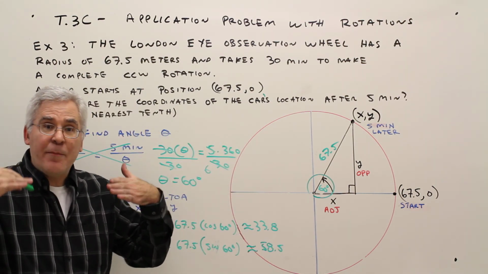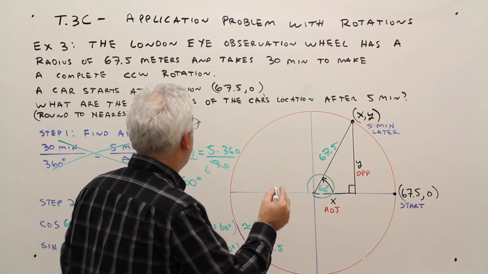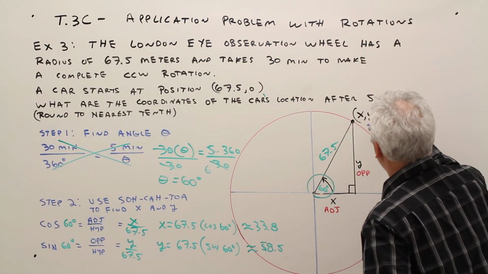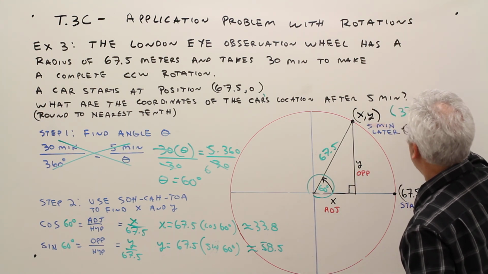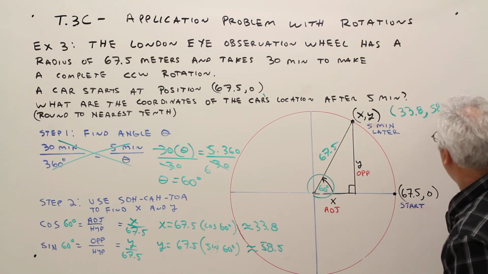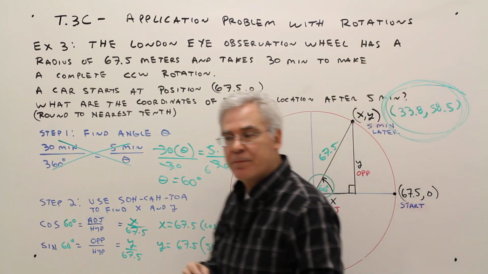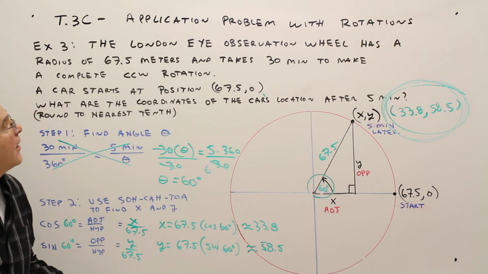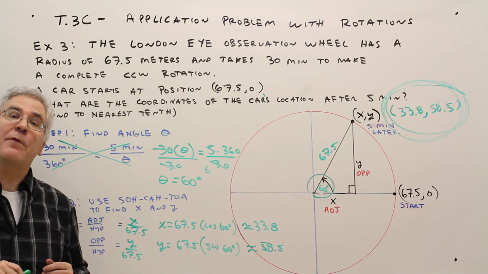Okay, then I'm going to answer the question. What are the coordinates? I'll just write the answer over here. The coordinates are (33.8, 58.5). And that would be my answer. So there you have it, an application problem with rotations and a quick review of trigonometry.